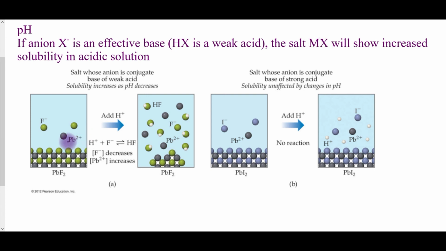For example, lead 2 fluoride in acidic solution will be more soluble because the hydrogen ion will attach to the fluoride ion, shifting the equilibrium to the right. If I have lead 2 iodide, hydroiodic acid is a strong acid, and so the iodide will not attract the hydrogen, and it will be unaffected by a change in pH.